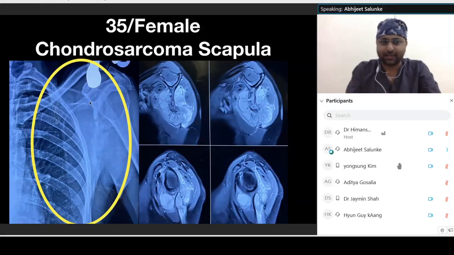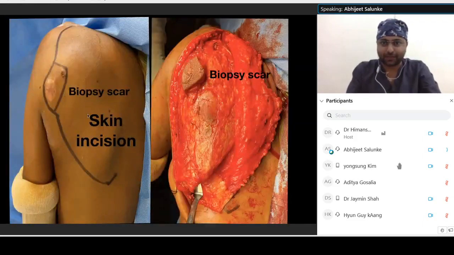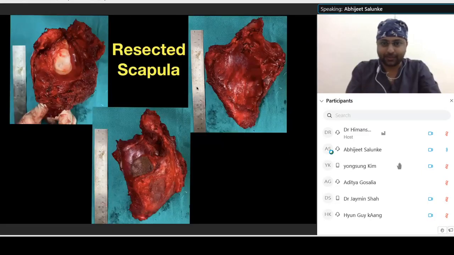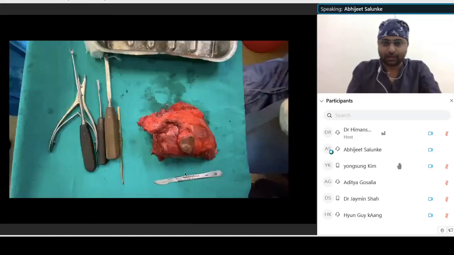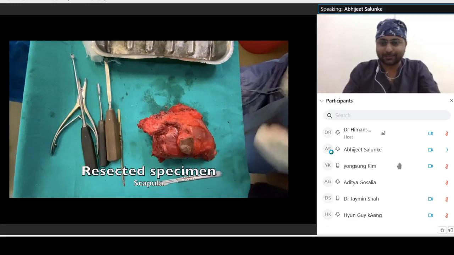But here we thought that we can reconstruct this scapula. Like Professor Kang said, we can use a 3D printed implant, but we thought that we could reconstruct it some other way. We sent this specimen for ECRT, extracorporeal radiotherapy, and put it back again. So we'll share a few key steps of this. This was the biopsy scar, which was isolated very well here. So the specimen with margin was the glenoid cavity, posterior view, anterior view, and this is the dissected specimen.